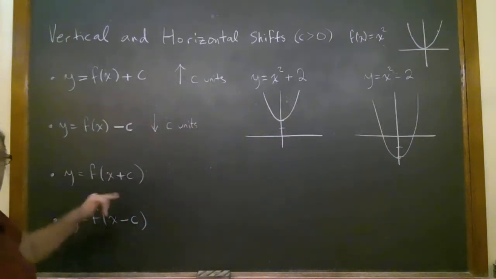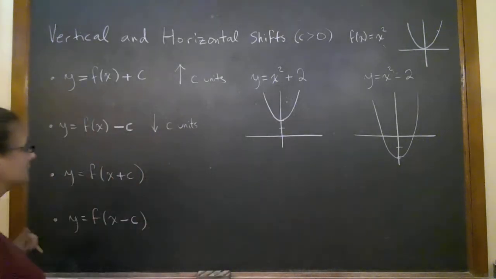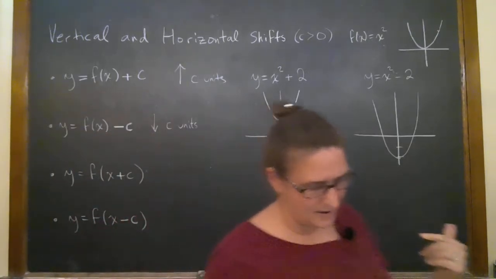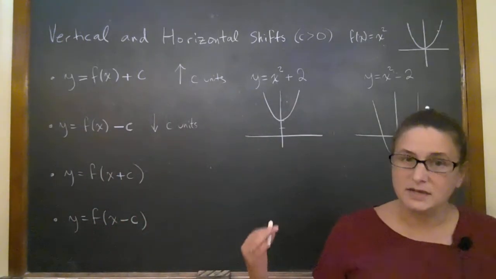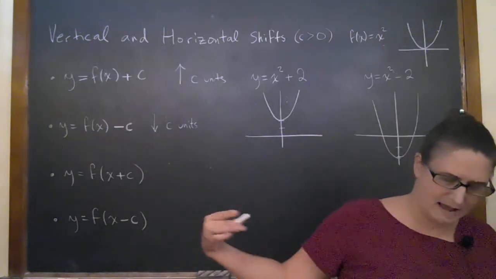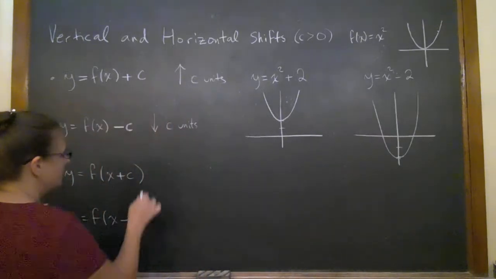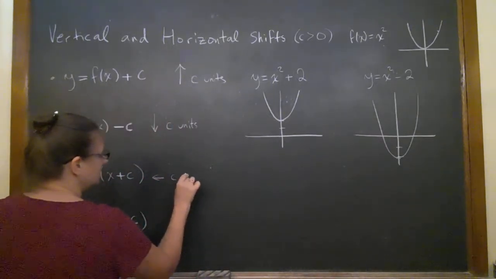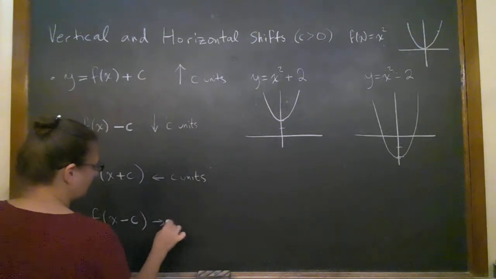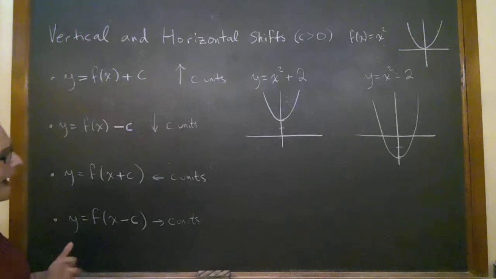Now, if instead of putting it on the end, I actually put it inside the argument, that's going to give me a horizontal shift, where I'm going right or left. The horizontal shift is a little bit different than you think, because you always think of plus being positive. But if I do x plus, it actually goes to the left c units, and if I do x minus, it goes to the right c units. So why is that?